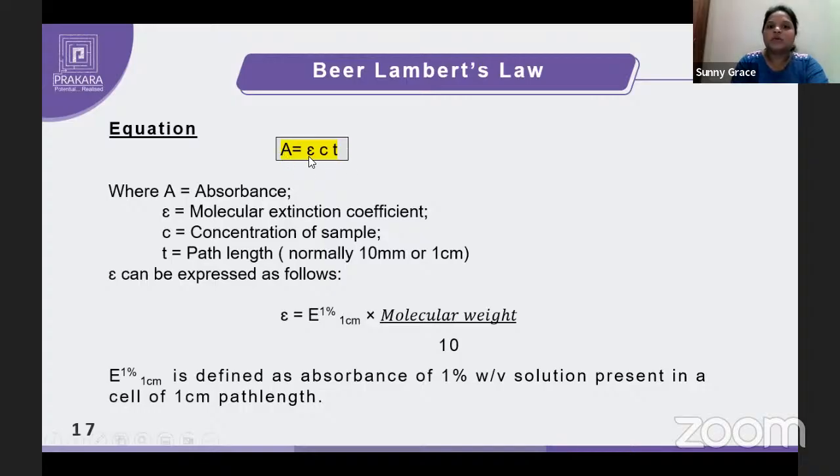A is absorbance, E is the molecular extinction coefficient, C is the concentration of the sample, and T is the path length. So when you see the equation, it is directly indicating that absorbance is directly proportional to the concentration and thickness. Thickness is generally, I mean, path length. Path length is normally 10 millimeter or 1 centimeter. And this is the molecular extinction coefficient. Molecular extinction coefficient is also given by the formula specific absorbance into molecular weight by 10. What is specific absorbance? It is defined as the absorbance of 1% W by V solution present in a cell of 1 centimeter path length. So this is all about Beer-Lambert's law.